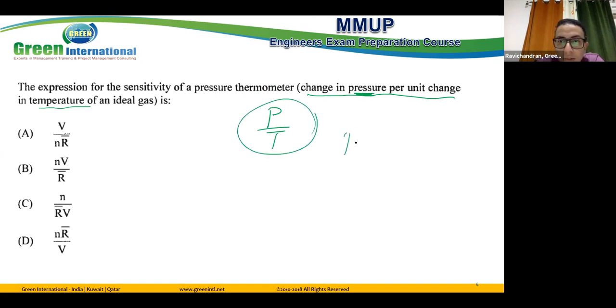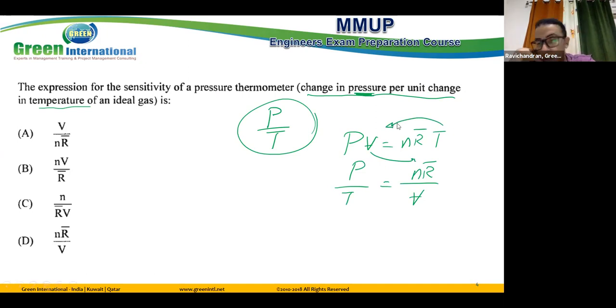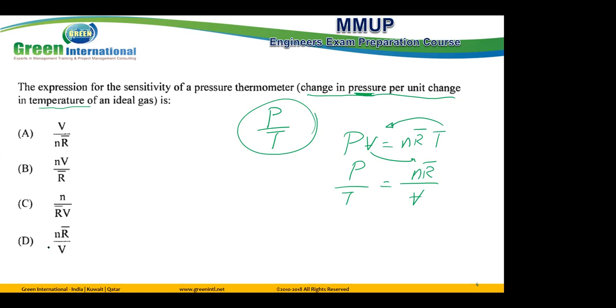So first write the equation PV equals nR bar T. So what do you want? P over T. So P over T equals nR bar over V. That's it. This in this side, this in this side. Finished. Any question? Clear? So the correct answer is D.